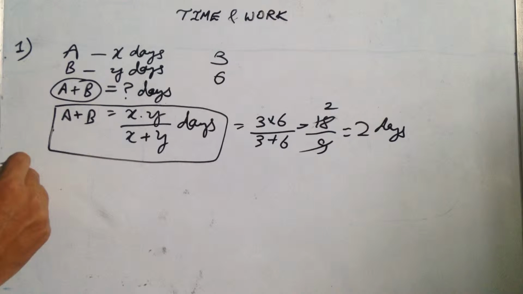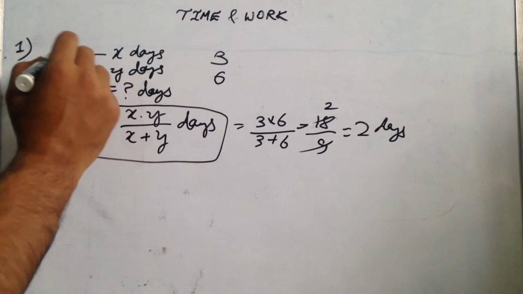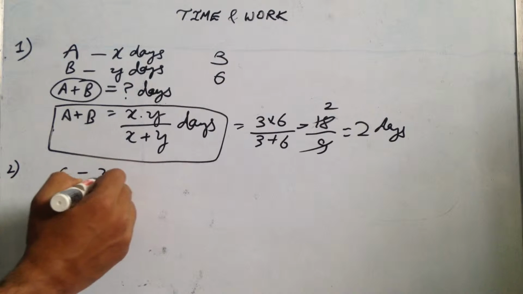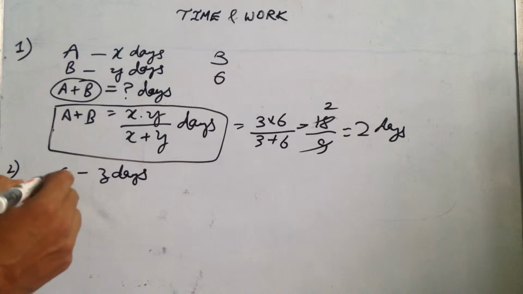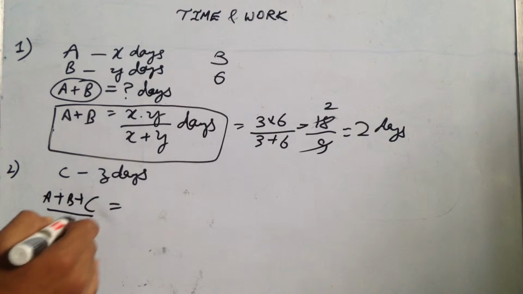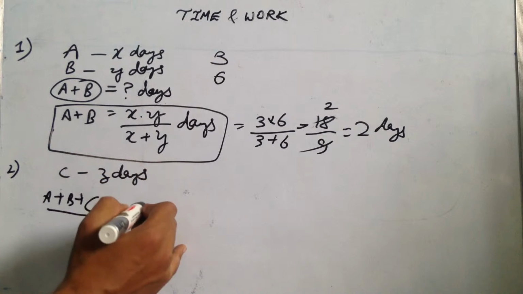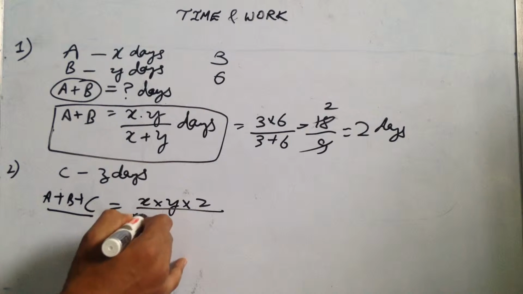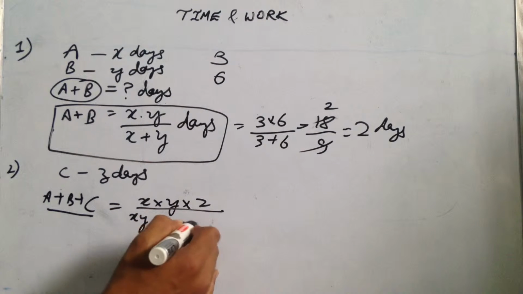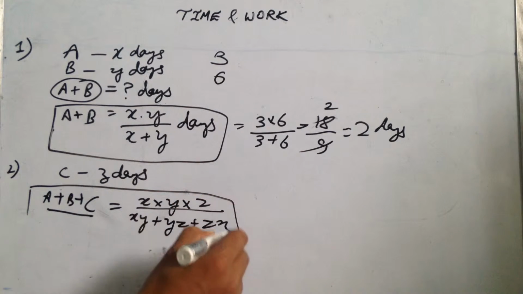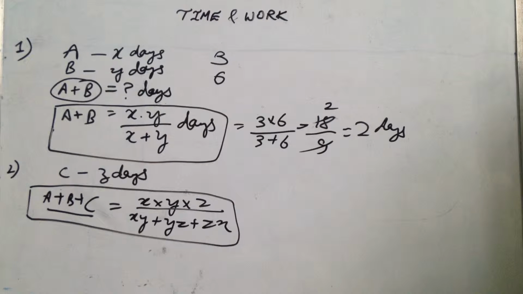Okay. Similarly, suppose A takes X days, B takes Y days, and C takes Z days, then if they are working together, how many days will they take? So for this, the formula will be this. Okay.